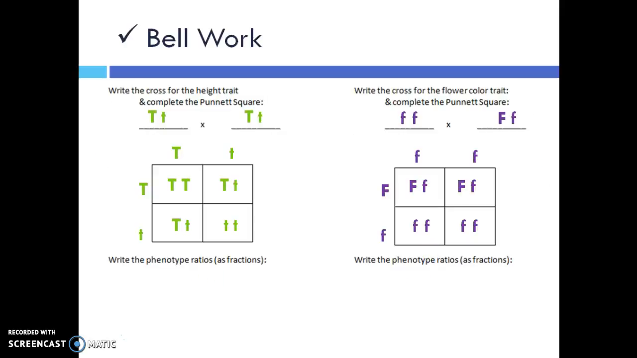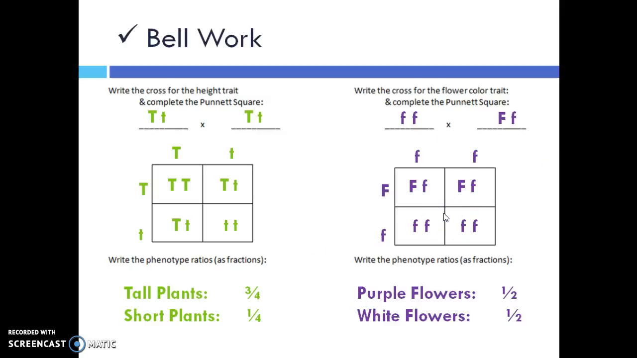The next thing we want to do is separate and look at each trait individually. So we'll take a look at the height trait over here and the flower color trait over here. And after you fill in the Punnett square, you can see that there's a 3/4 chance that the offspring will be tall, a 1/4 chance that the offspring will be short. And over here, there is a 1/2 chance for purple flowers and a 1/2 chance for white flowers.